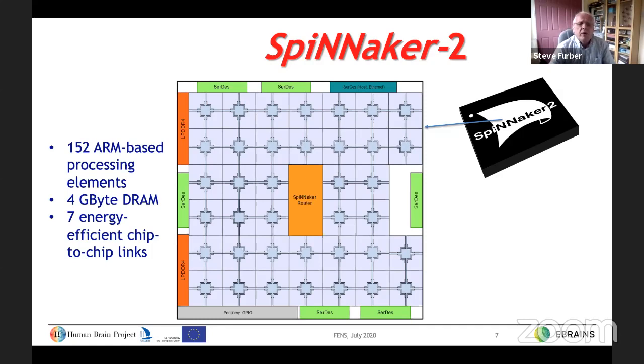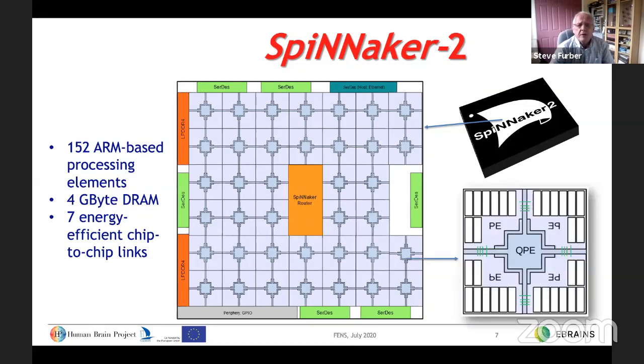In HBP, we've been developing a 2nd generation SpiNNaker system. This will incorporate 152 ARM processor cores using more aggressive CMOS technology. And for this, we need larger memories and higher bandwidth interchip links. The key component on the chip is the quad processing element, which incorporates 4 cores in a unit.